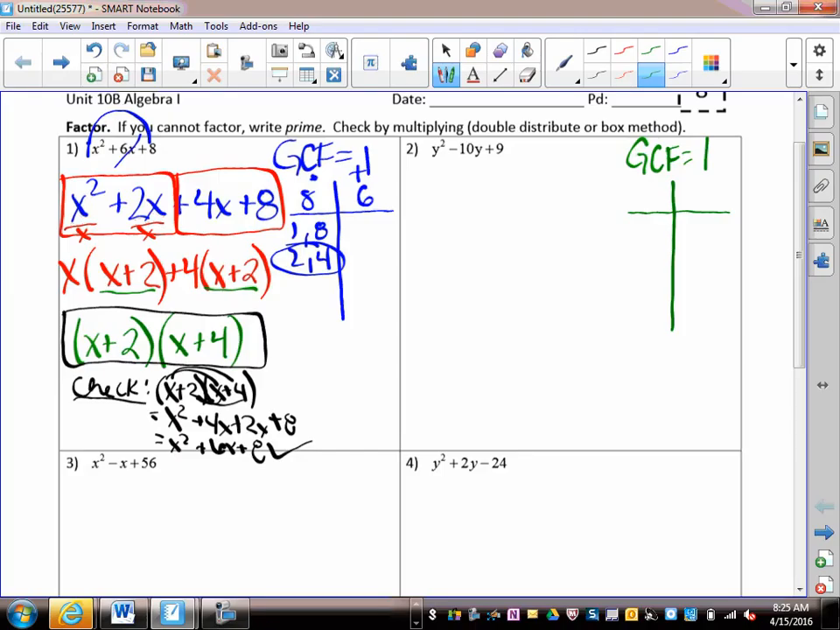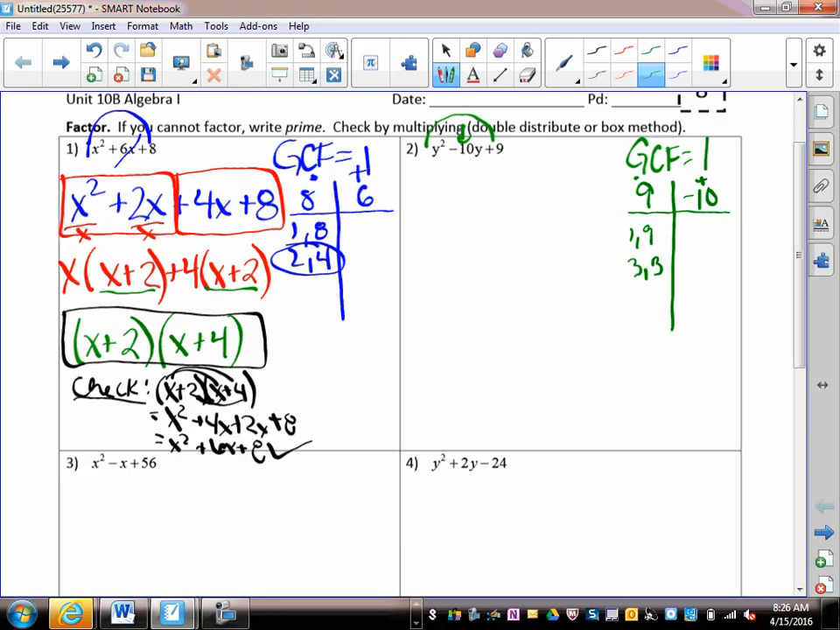Alright, Katia, how do I know what goes in my T-chart? What goes in this first box? Good, yeah. 1 times 9, which is 9. And Natalie, what goes in the next box? Good, negative 10, our middle term. Alright, 2 numbers that multiply to 9 but add to negative 10. Just start listing out your factors of 9.